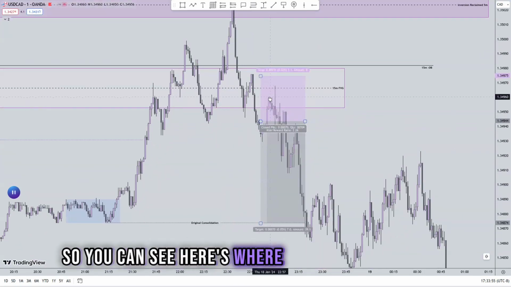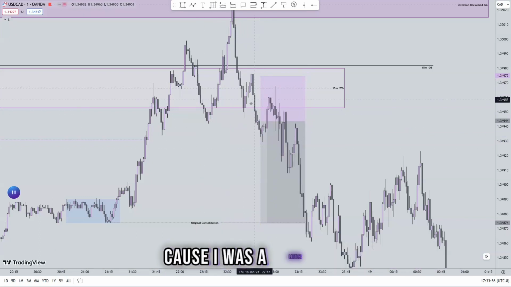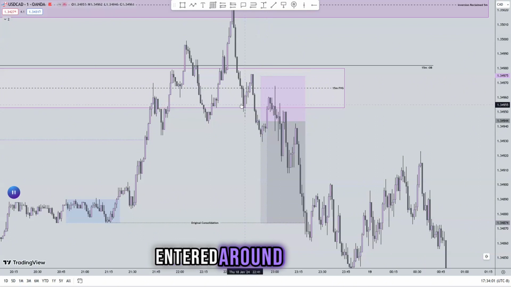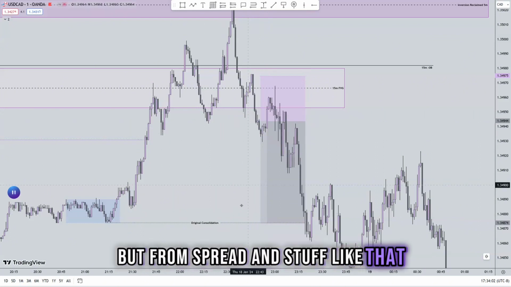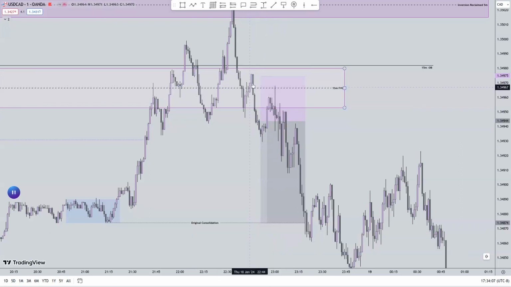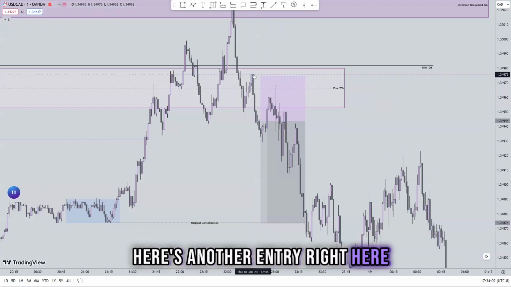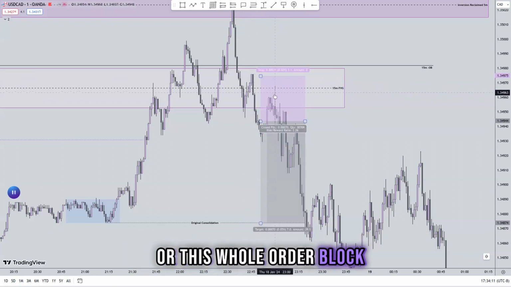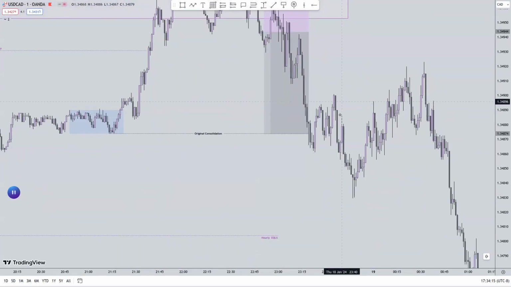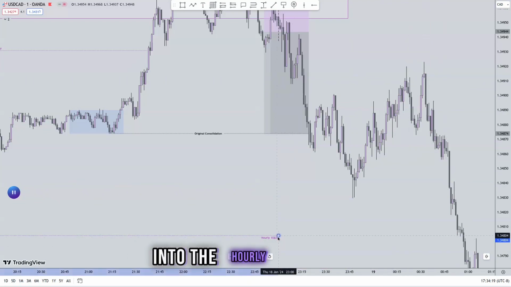So you can see here's where I got my kind of entry, because I was a little late. And so it was kind of like entered around right here, but from spread and stuff like that, you got to keep into account spread. And it came up into here. Here's another entry right here, or this whole order block. And it came down, took out the original consolidation, bounced around a bit, and then eventually came down into the hourly equal lows.